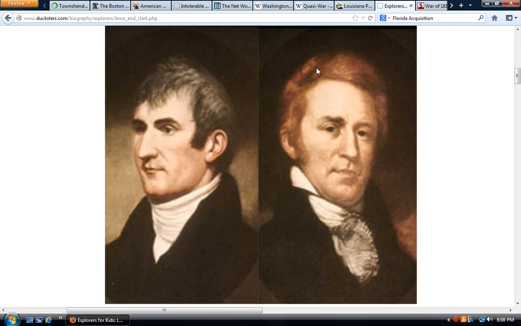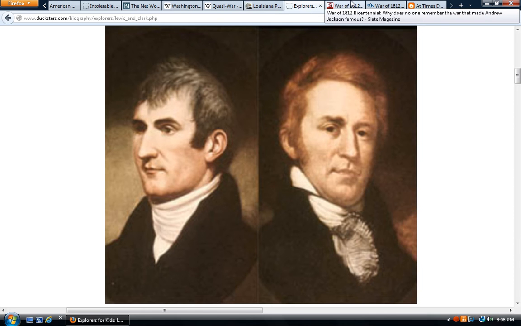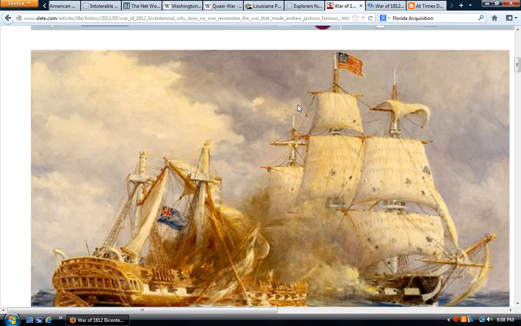So we have Meriwether Lewis and William Clark going into the Louisiana Territory and exploring it. Along the way came Sacagawea, but I'm not going to go into huge detail about their expedition. They were also sent to find the Northwest Passage, so that's it for them.